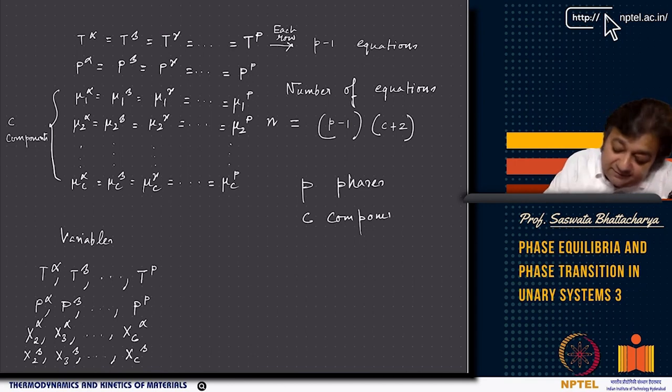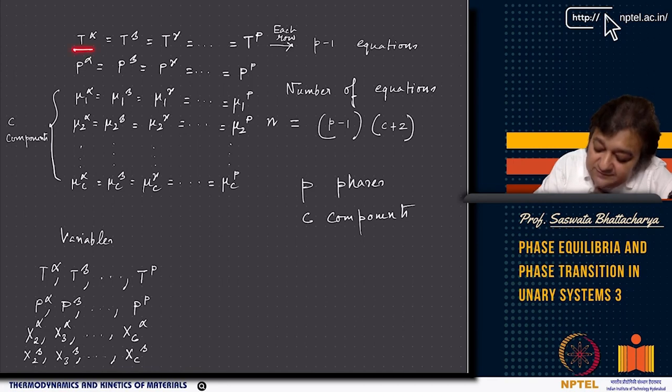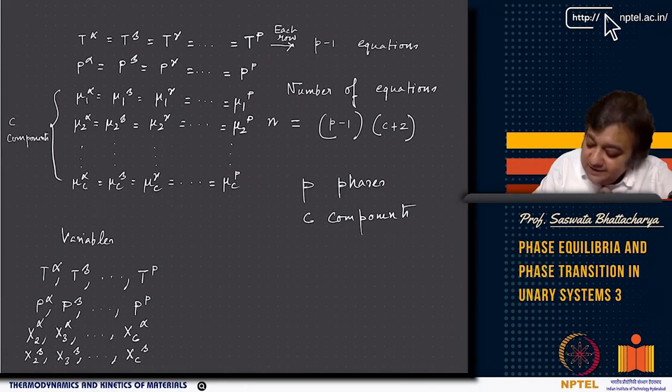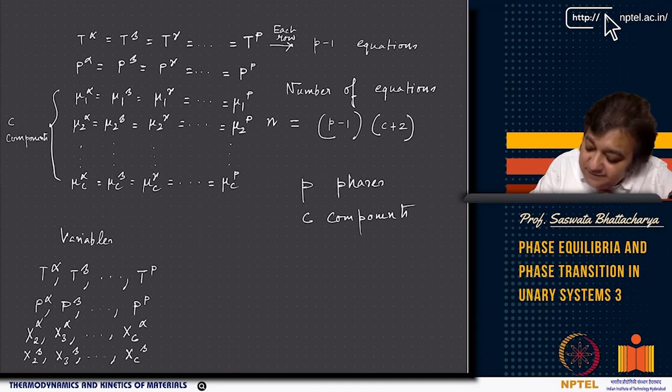What are your equilibrium conditions? For subsystems or phases, the same equilibrium applies if you are considering a simple system. So if all of these phases are in equilibrium, you have T alpha equals T beta equals T gamma up to T superscript P. You have P phases, so you have P minus 1 equations. Similarly for P alpha, P beta, P gamma up to P with superscript P, because the superscript P denotes the number of phases: this is phase P, this is phase gamma, this is phase beta, this is phase alpha. The pressures have to be equal across all phases when there is mechanical equilibrium.